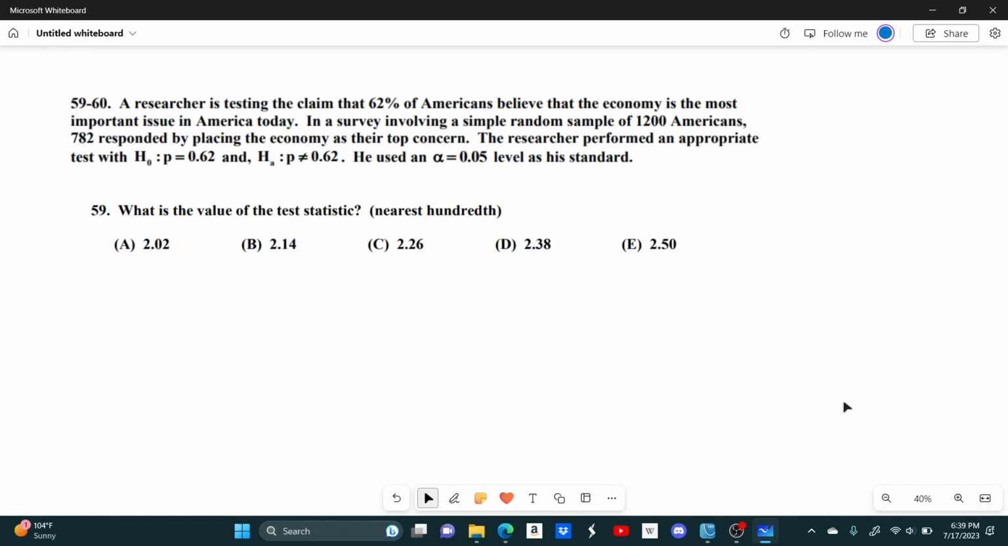A researcher is testing the claim that 62% of Americans believe that the economy is the most important issue in America today. In a survey including a simple random sample of 1,200 Americans, 782 of them responded by placing the economy as their top concern. The researcher performed an appropriate test with null hypothesis of p equals 0.62 and alternate hypothesis of p not equal to 0.62. He used an alpha equals 0.05 level as his standard. What is the value of the test statistic?